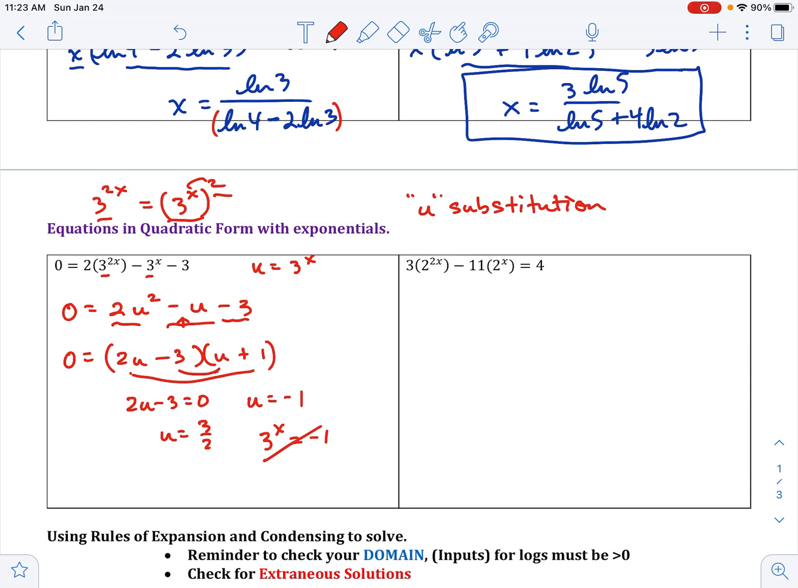Okay, but if I got a 3 to the x is equal to a 3 halves, okay, well now I got to think about how I can do that. Okay, so I can put this in log form and say x is equal to log base 3 of 3 halves.